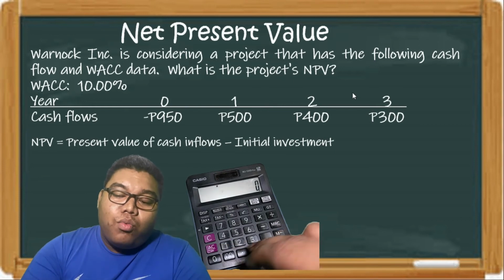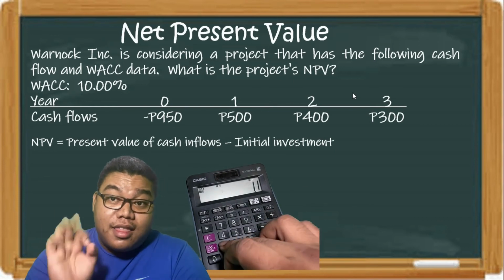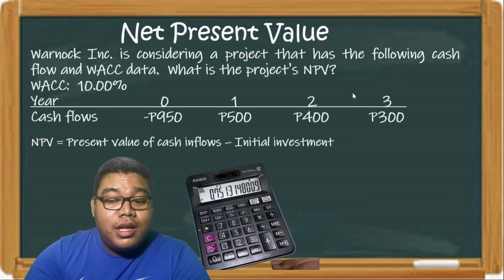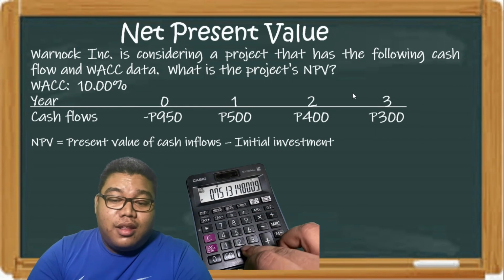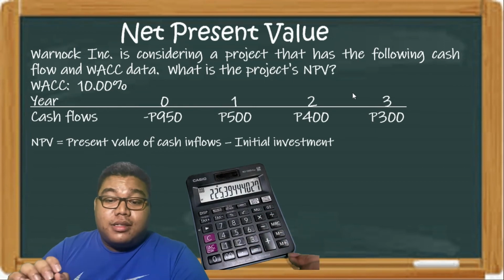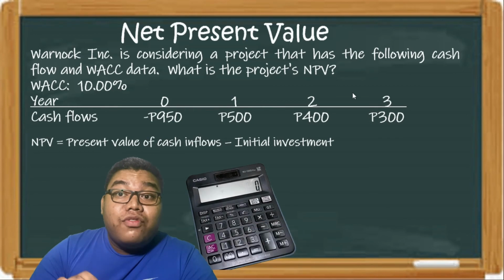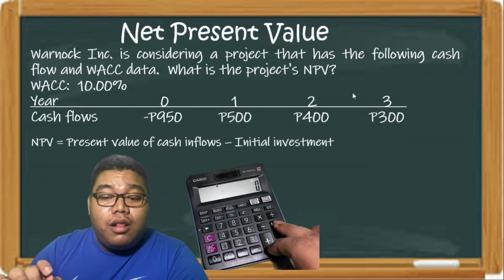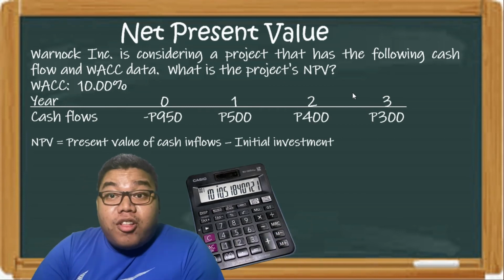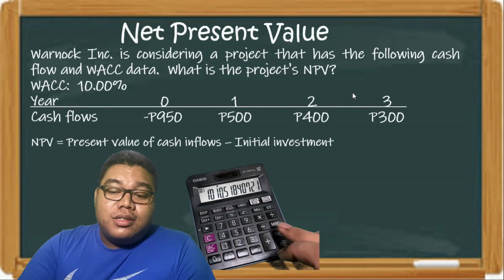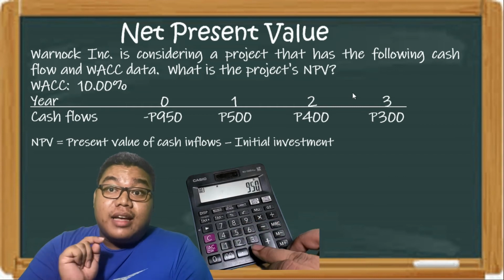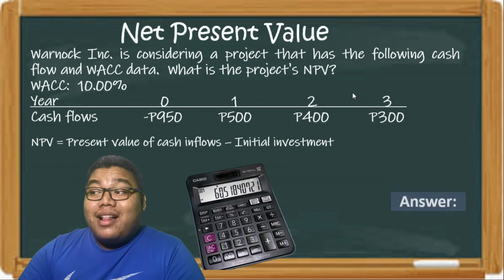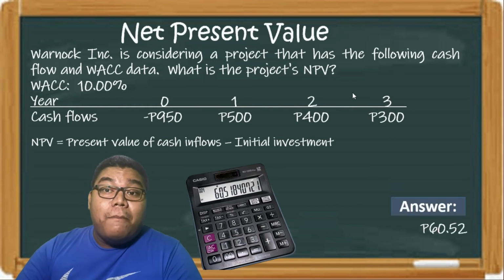Then we'll have 1.1, divide, 1, and then 3 years, so we press equals 3 times, times 300, and then we press memory plus. The total present value of all cash inflows, you get through memory recall. You have 1010.52 minus 950, the cash outflow at time 0. So your net present value is 60.52.